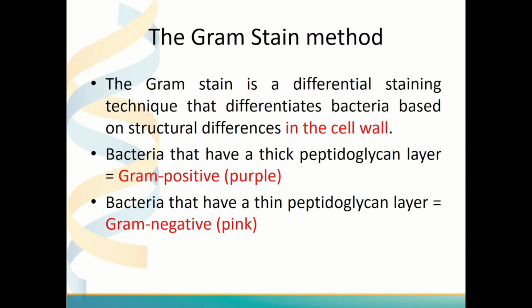Finally, we are in the main core of the presentation. The gram stain is a differential staining technique that differentiates bacteria based on structural differences in the cell wall. The bacteria that have a thick peptidoglycan layer, we call gram-positive, and by the end of the experiment, it will have a purple color. Meanwhile, the bacteria that have a thin peptidoglycan layer, we call gram-negative, and by the end of the experiment, it will show us a pink color.